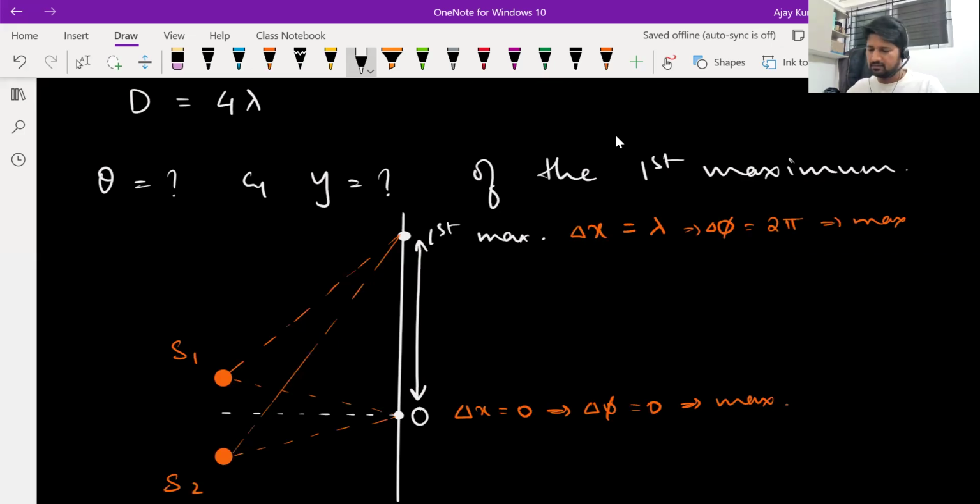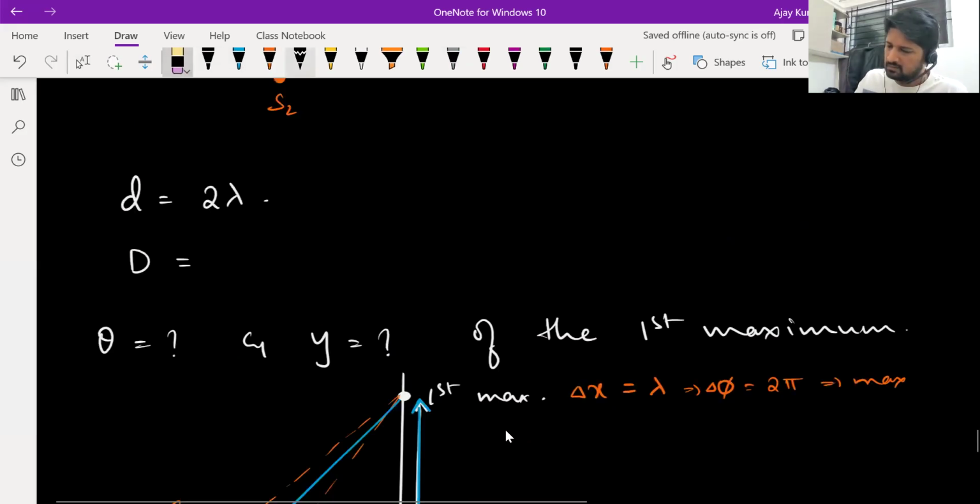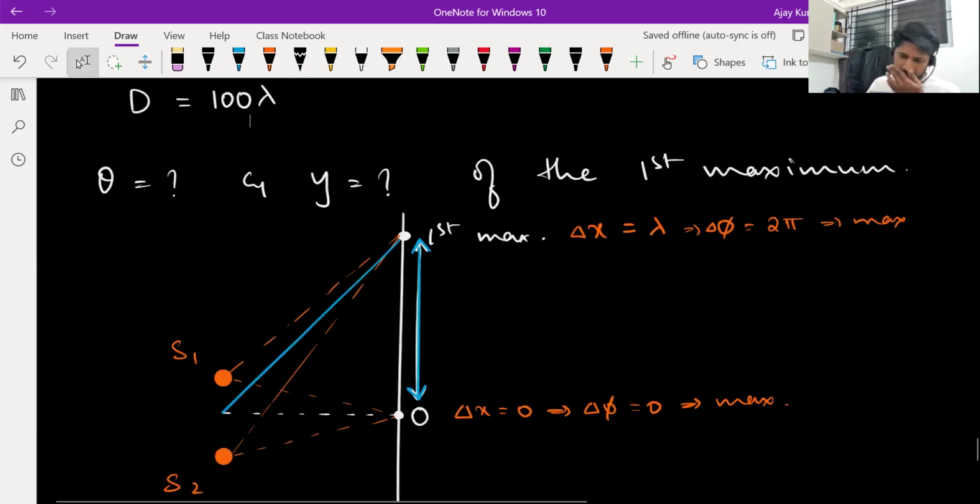and this angle. Okay, instead of 4 lambda for capital D, let's take capital D as a large value itself. Assume it is some 100 times the wavelength. So the screen is placed quite far from the sources. Find out the angular position and the linear position of the first maximum.